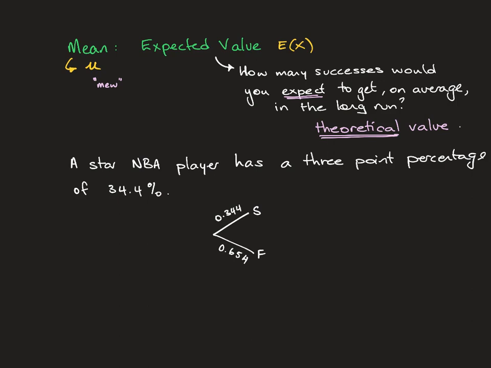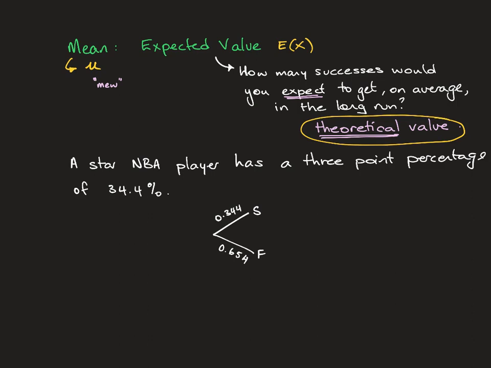So our first measure of centre is the mean, which has this symbol, which is a U with a little stick on the side. It's the Greek letter mu. You pronounce it mu. The mean for probability is also called the expected value, and it has the symbol E of X. And it is basically how many successes you would expect to get on average in the long run. So our mean is in fact a theoretical value, and because it's theoretical, it may not be an actual X value itself.